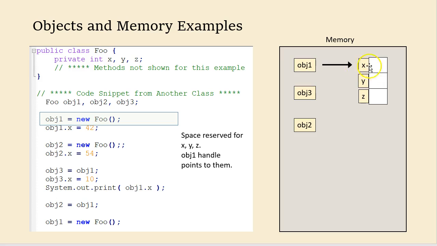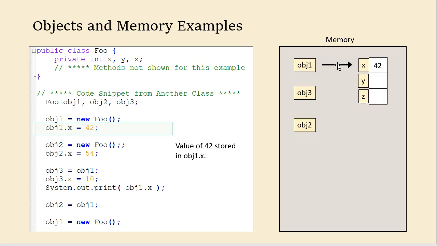And I need to have a handle for object 1 so it knows where x, y, and z are. And so that's shown with this arrow. Then I can say object1.x equals 42. Now you understand hopefully why that dot notation is there. Object1.x, well, by saying object1.x, what you're saying is not just any x value. It's the x value that's pointed to by the handle of object 1. So we're setting the value 42 inside that memory location for x.